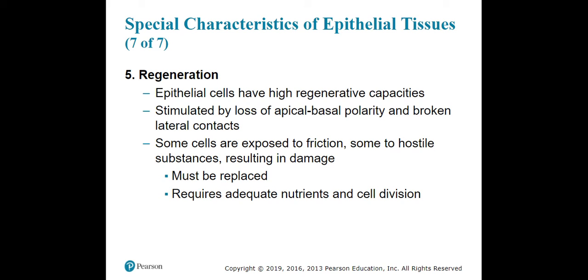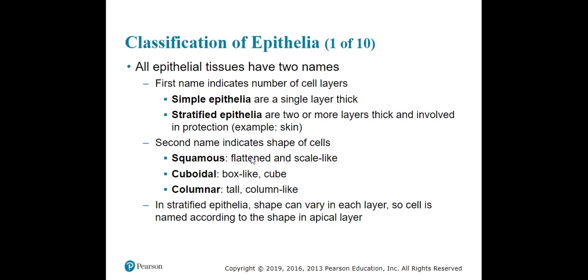It's stimulated by a loss of apical basal polarity and broken lateral contacts. So if your basal apical polarity is gone, like if I scratch off the top layer, I've lost my apical layer. Because of that, it knows, hey, I need to make more skin right now. And also if I have a cut instead of a scrape, then it's lost its lateral contacts where it's not talking to each other side to side, and it knows to go ahead and start making more cells there. But to divide, you need a lot of nutrients, and you need to undergo mitosis or cell division.